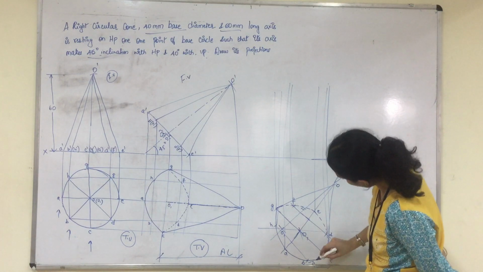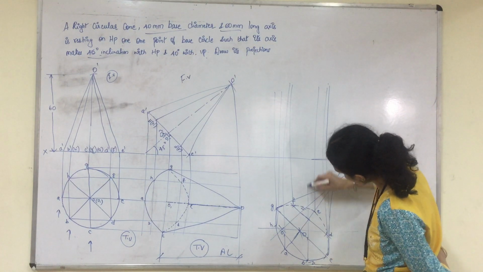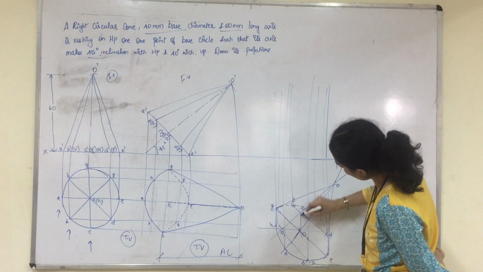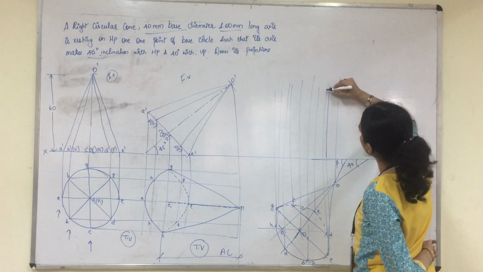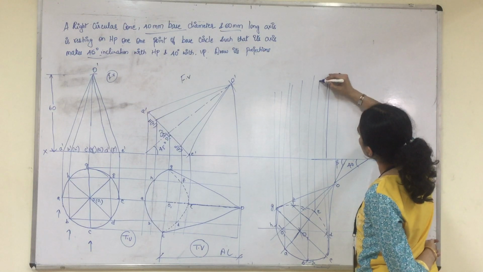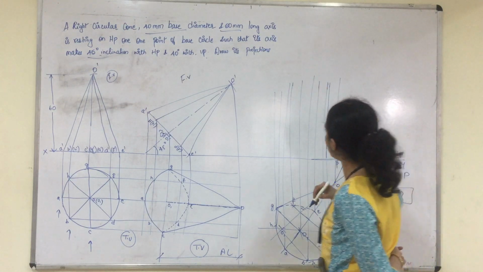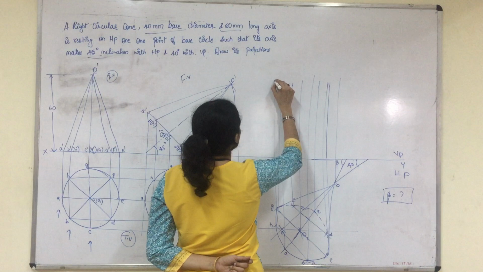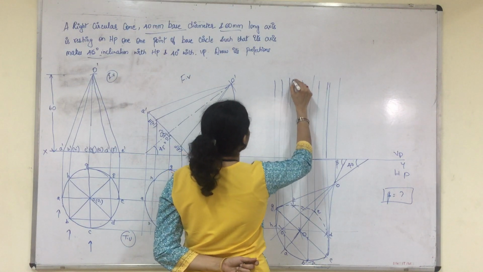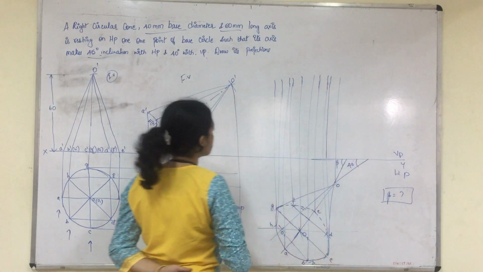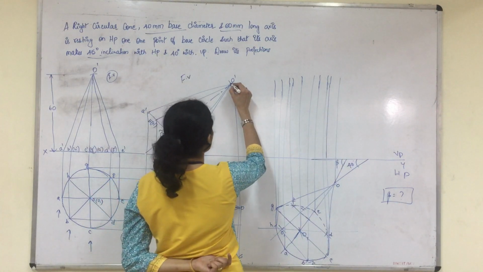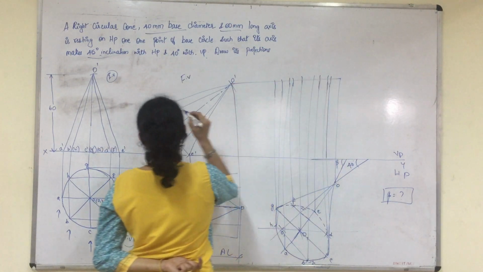Then what is left out? B is left out. B, O1 and also O. So please take the projection line parallelly. I am just showing you roughly. Okay. So after that, kindly extend the projection from our front view also.